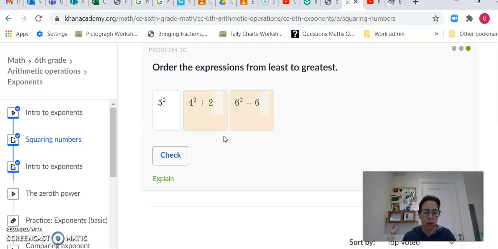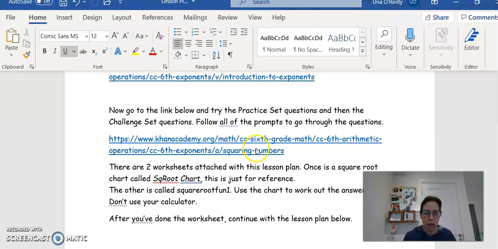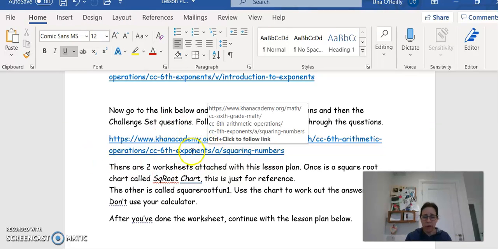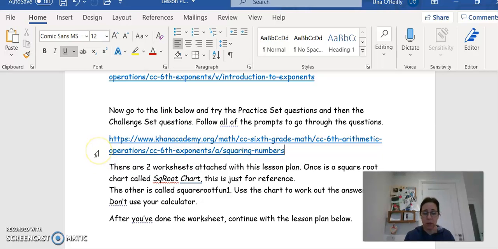Okay, so I'm going to go back now to our lesson plan. Once you've done that, and you can do that numerous times, don't worry if you get questions wrong, that's fine. It's all about learning, so that's absolutely fine. There are 2 worksheets attached with this lesson plan for this particular section.